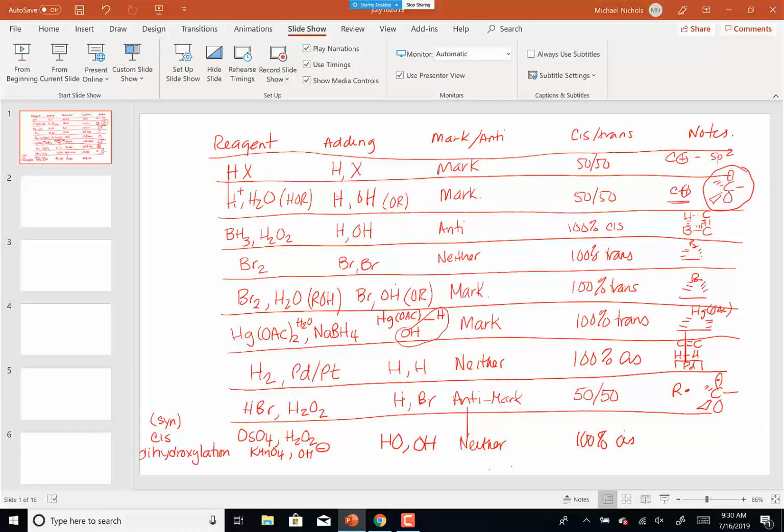And so why would the two OHs add cis? What kind of intermediate do we have here? Although a square would give me cis. It's definitely not a triangle.